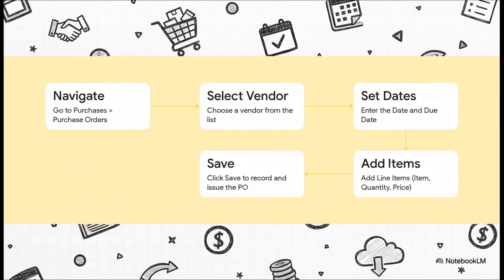And actually creating one is a piece of cake. Let's go back to our bakery. You need, say, 50 bags of flour. Easy. You just head over to purchase orders, pick your flour supplier from that vendor list we just made, pop in the dates, and then add a line for flour, quantity 50, at the price you guys agreed on, hit save, and just like that, your official request is out the door.